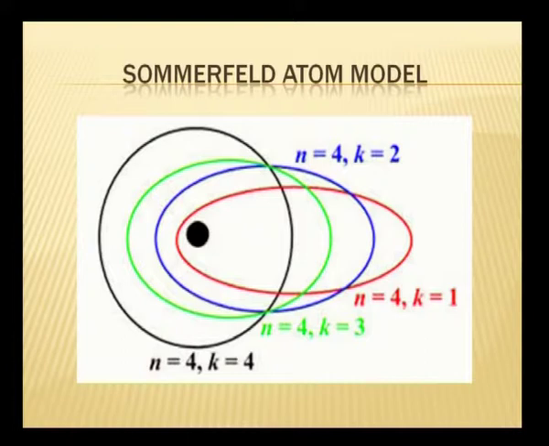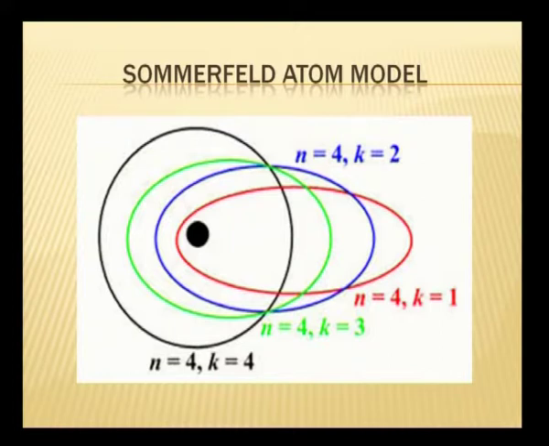On the other hand, when you go to the Sommerfeld atom model, when n equal to 4 means there will be 4 orbitals. One will be circular, the other 3 as shown here will be elliptical, and each will be designated by a letter k. k equal to 1, k equal to 2, k equal to 3, k equal to 4. There are 4 orbitals, one will be circular, the other 3 will be elliptical.